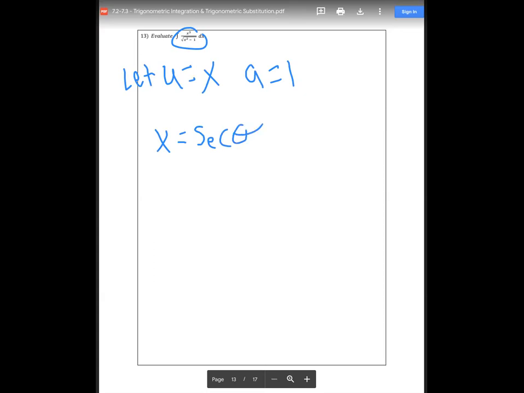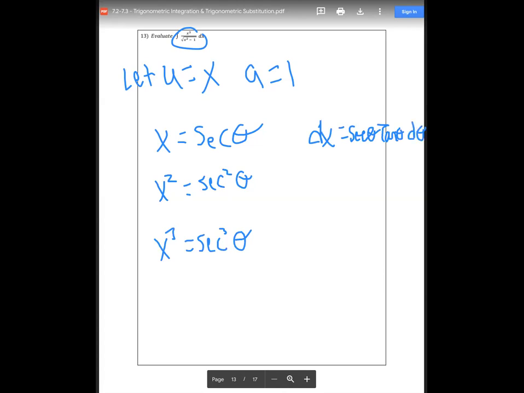Let's just figure out some things first. X squared is secant squared of theta. I see that there's an x cubed in the problem, so I'm actually going to figure out what that is too. X cubed is just secant cubed of theta. We have a dx, so let's figure out dx. Dx is secant tangent d theta. And last but not least, we have to deal with the little radical. So we have x squared minus 1. We know that x squared minus 1 is secant squared minus 1, and that's the exact identity that we did.